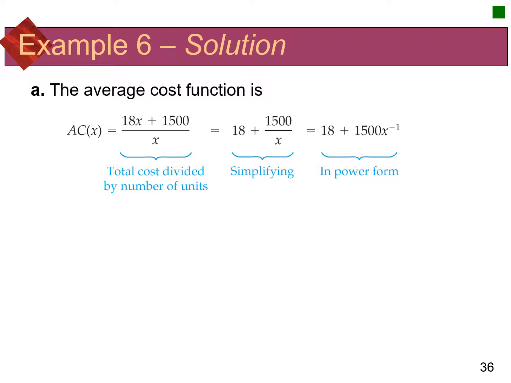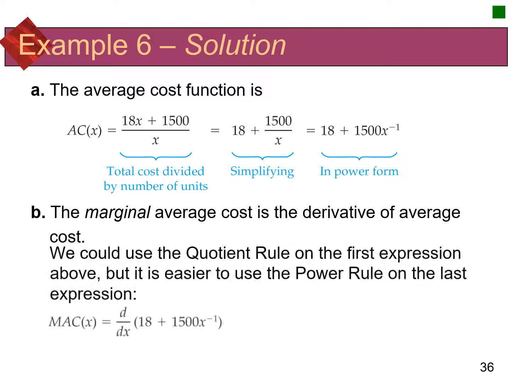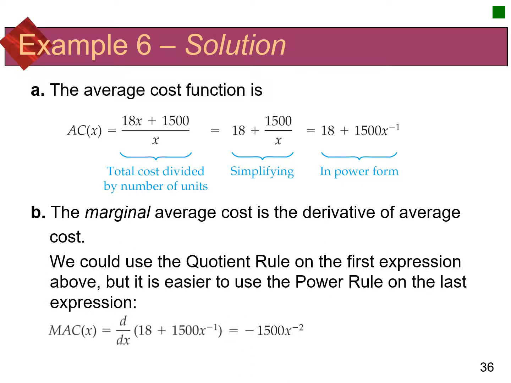The derivative of 18 is nothing. The derivative of 1,500 x to the negative 1 is negative 1,500 x to the negative 2, which is what my marginal average cost function would be. And I could also rewrite that as negative 1,500 over x squared.